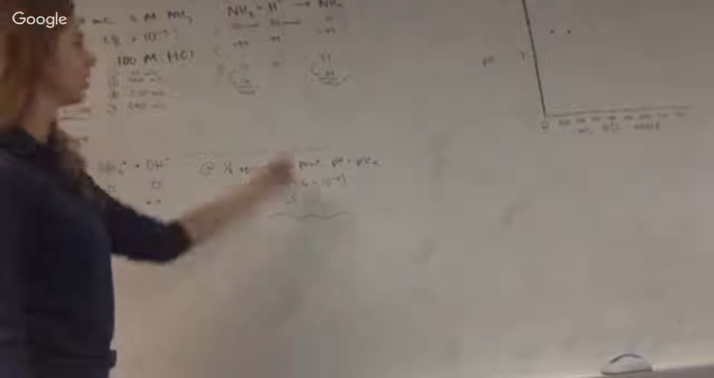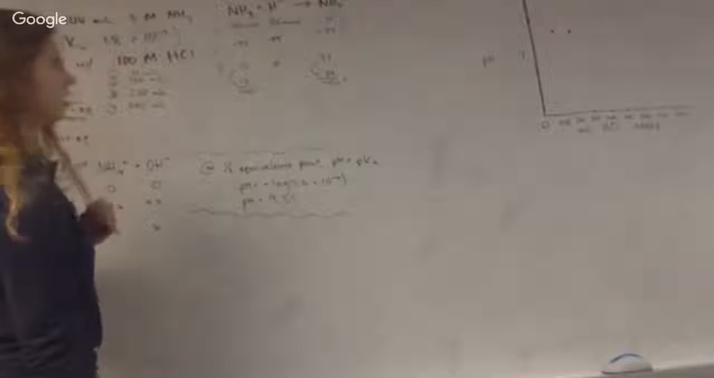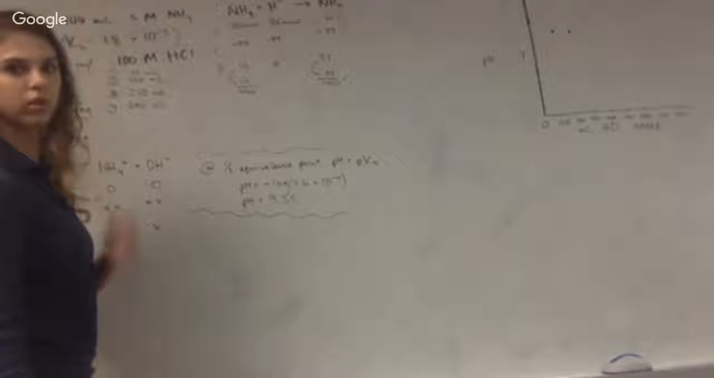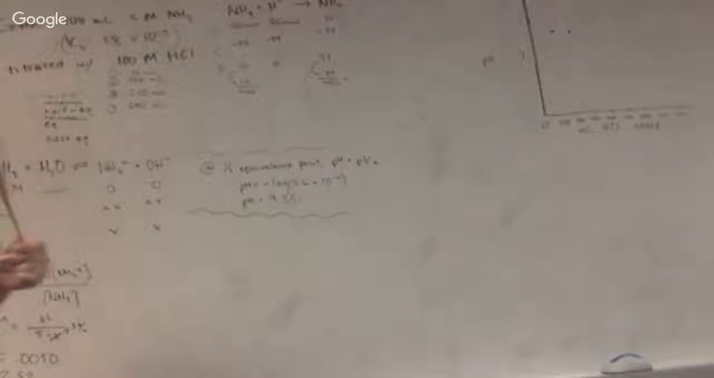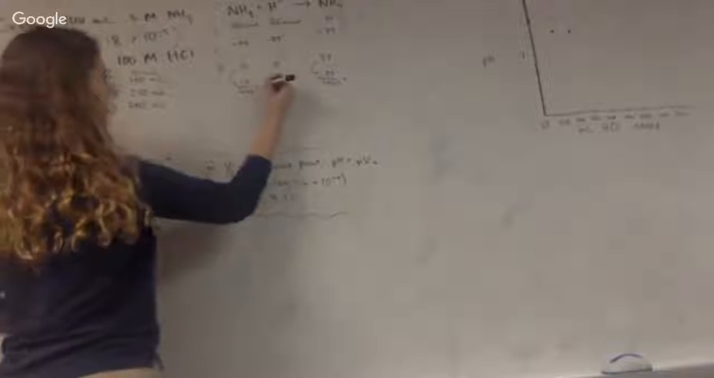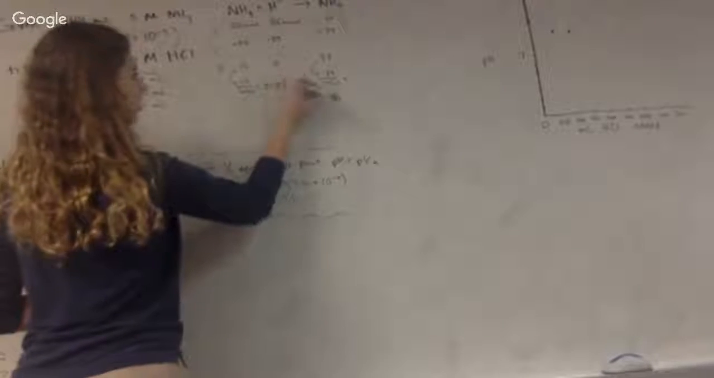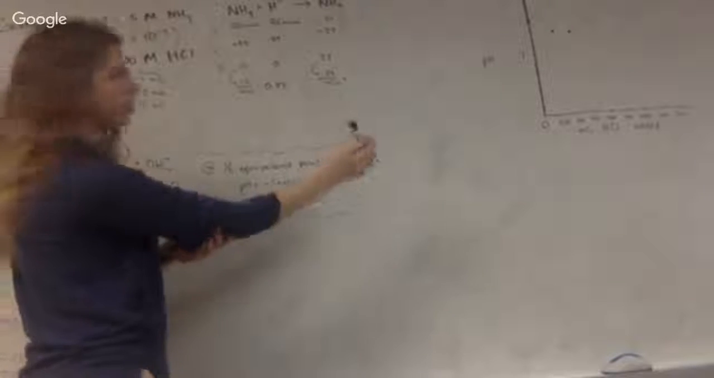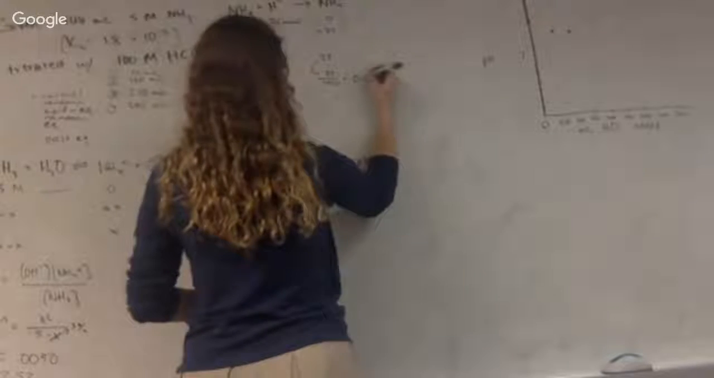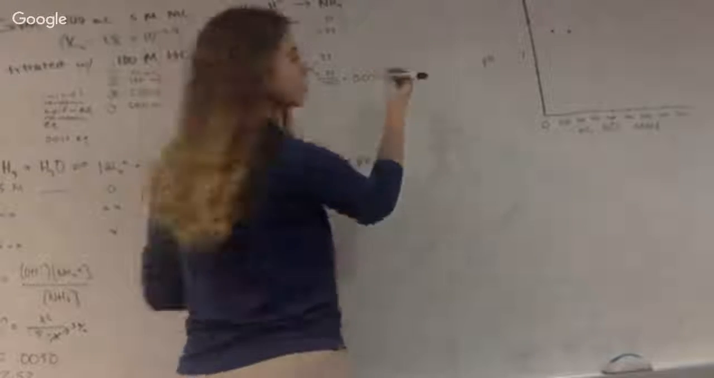What did you guys decide to do for the 35 millimoles? 0.03. 0.077. 0.0775.